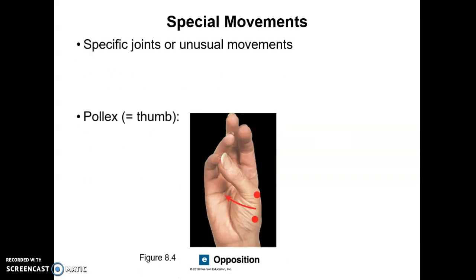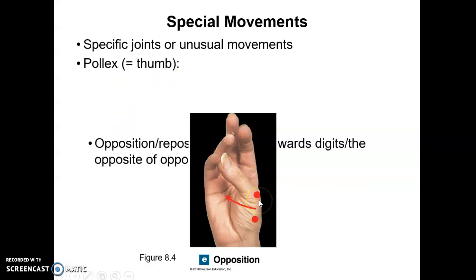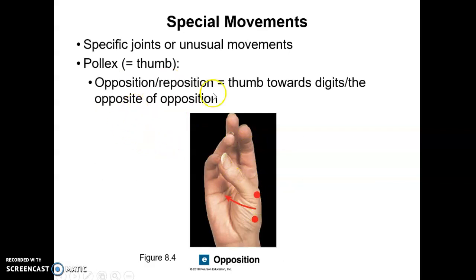At the hand, the pollex or the thumb, phalanx 1, opposition and reposition. To oppose the thumb, opposition, you go to touch tips of the digits, and to put the thumb back into the anatomical position is to reposition.